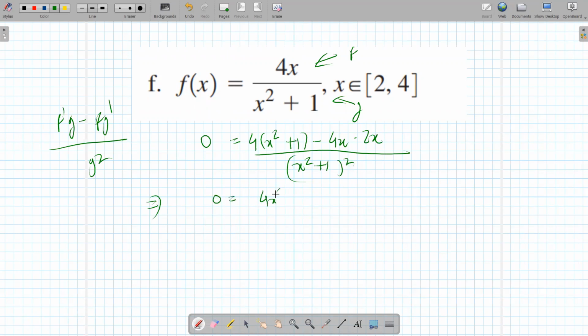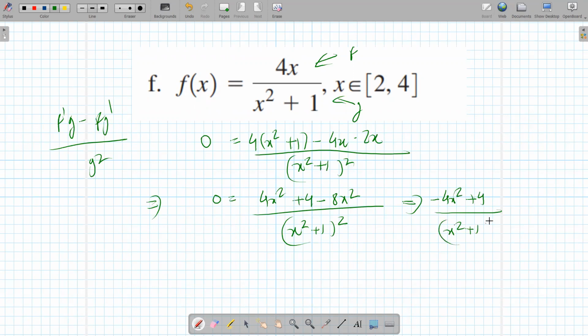It's going to be 4x squared plus 4 minus 8x squared. So on the bottom, you'll just get this. So this means you get minus 4x squared plus 4 over x squared plus 1 squared equals 0. Something like this you'll get after you clean it up a bit. Any ideas on how to find x? What can we do?